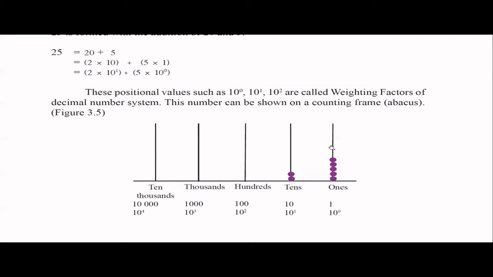So 20 plus 5: the 5 means 1 into 5. There are 5 balls in this ones column. And 20 is created as 2 into 10. This column always represents tens, so there are 2 balls. That means 2 into 10 gives you 20. So that is 25. Understood or not?